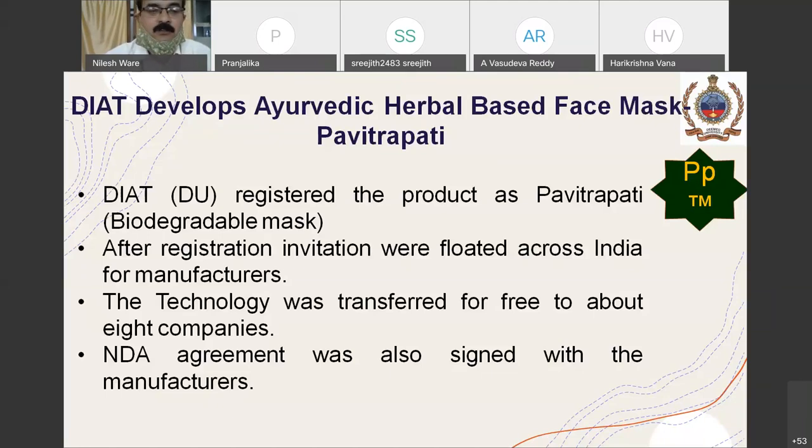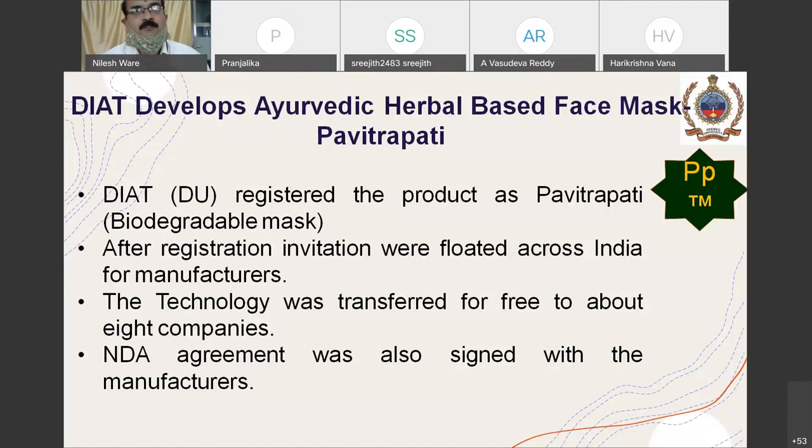We are a technical university of the Ministry of Defense working for the Government of India. So we said the technology should be given for free. You cannot ask them to buy your technology. Luckily, we agreed that the technology will be transferred for free. Immediately, 8 companies had come, and an NDA was also signed. So transfer of technology and NDA. This TOT is different from my previous TOT and my previous NDA. So I think that's the difference.